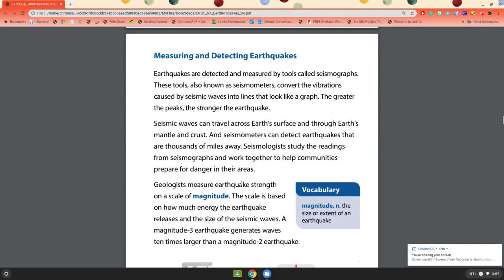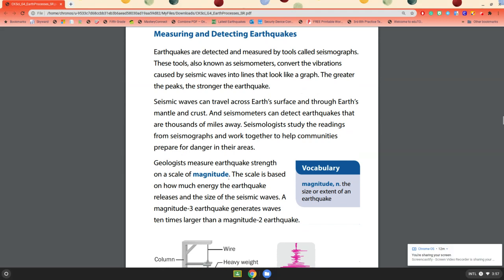Now, measuring and detecting earthquakes. Earthquakes are detected and measured by tools called seismographs. These tools are also known as seismometers. They convert the vibration caused by seismic waves into lines that look like a graph. The greater the peaks, the stronger the earthquake. Seismic waves can travel across Earth's surface and through Earth's mantle and crust. The seismometers can detect earthquakes that are thousands of miles away.